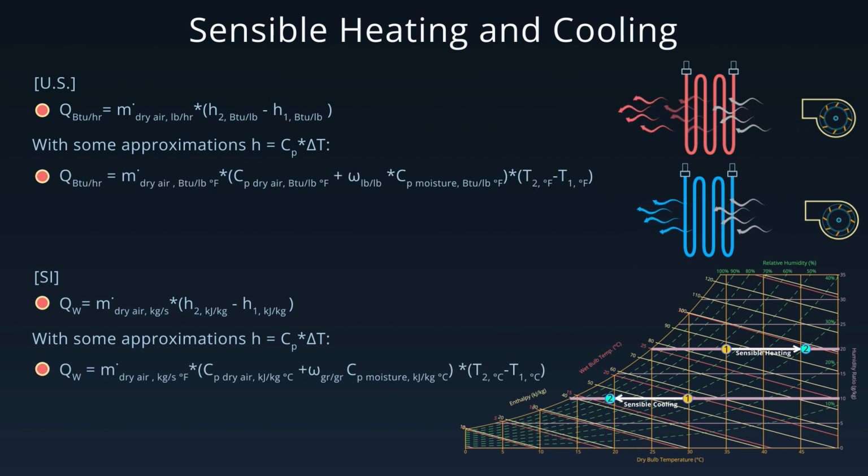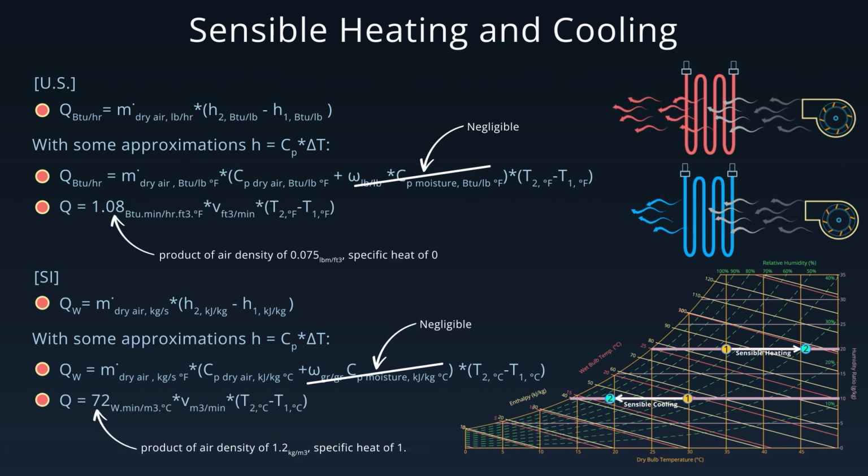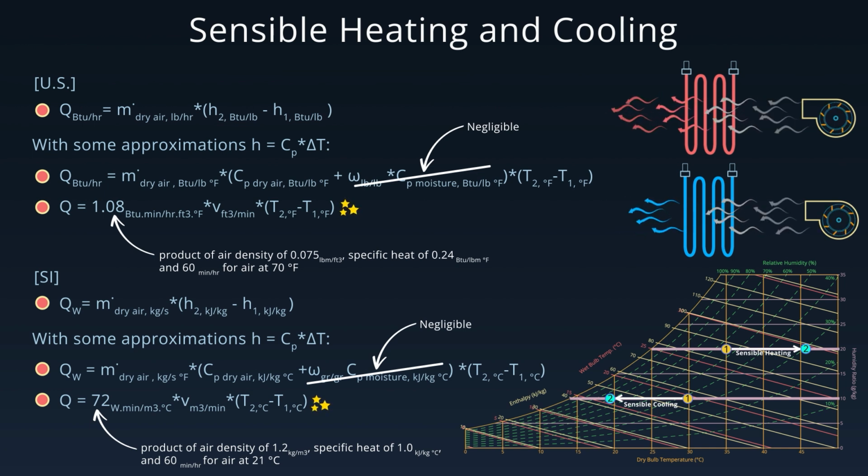Now, in sensible heating or cooling, there's no change in the air's moisture content. Since the heat contribution from the water vapor is relatively small, we can ignore it in this case and focus just on the dry air's heat change. That lets us simplify the equation even more, and these simplified forms are actually very useful, especially because they let us calculate heat using just volumetric airflow rate and temperature difference, which we can measure directly using HVAC sensors.